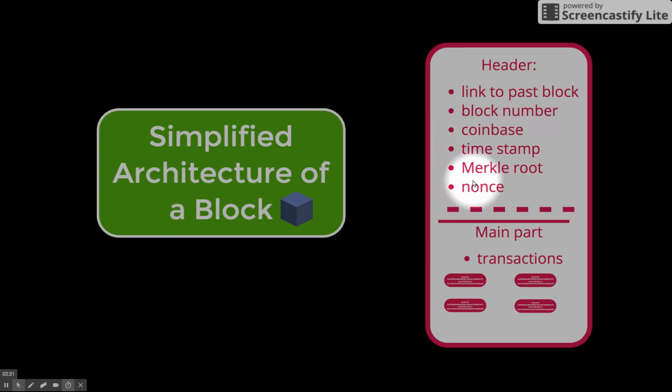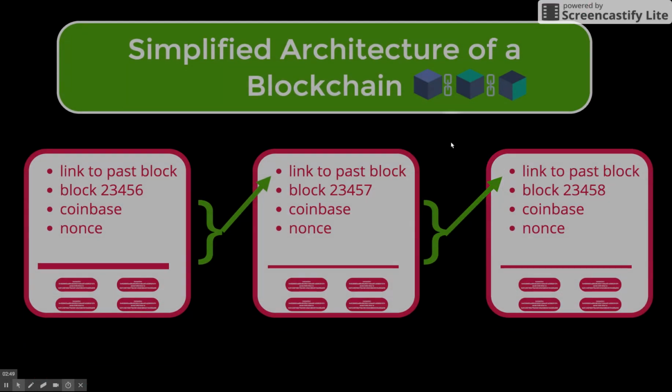Now, all of these are different items that you have no idea what they mean, especially when you don't know what the Merkle root is. It's nothing to do with Angela Merkel. She's also spelled differently. You don't know what a nonce is, but we'll get there. Now, this is the architecture of a block. They all look similar. And here's how a blockchain works.